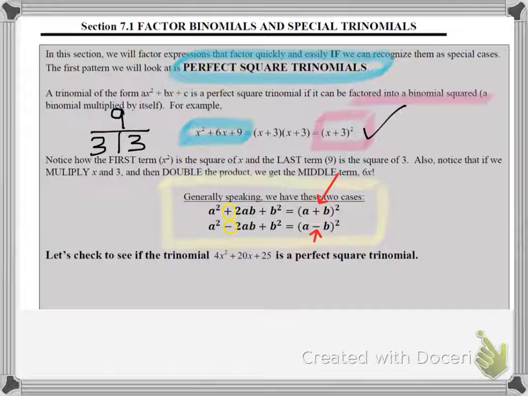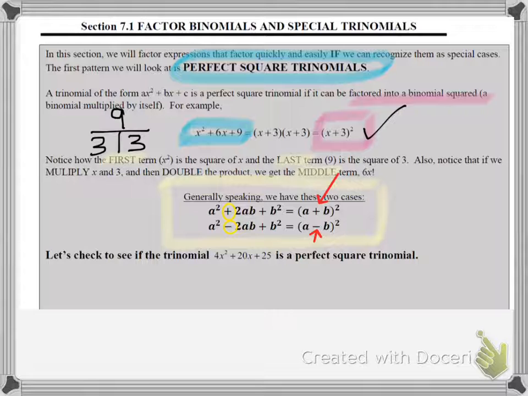So here's how we check to see if we have a perfect square trinomial. We look at the first term and the last term, and we see if they're perfect squares. If they are, then we look at the middle term. If we double the product and we get the middle term, then we know we have a perfect square trinomial. Let me show you what I mean down here with this example. We're going to do the check to see if we have a perfect square trinomial.